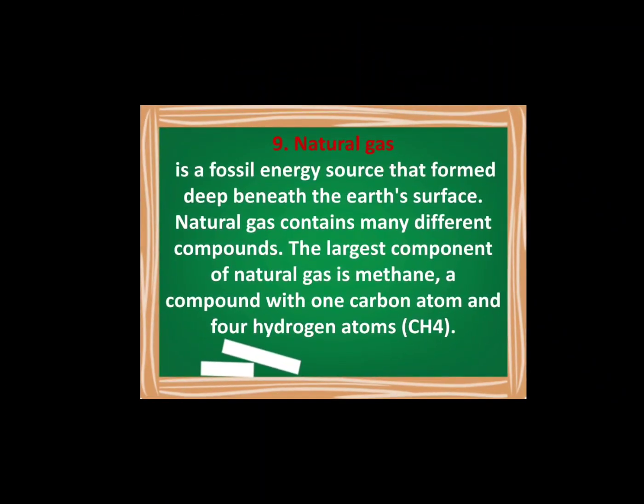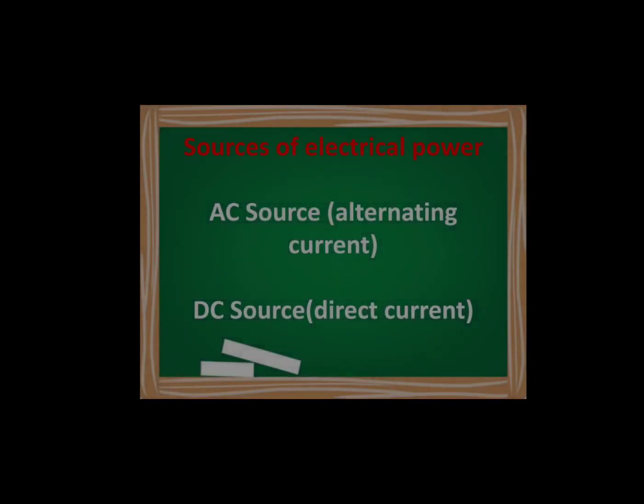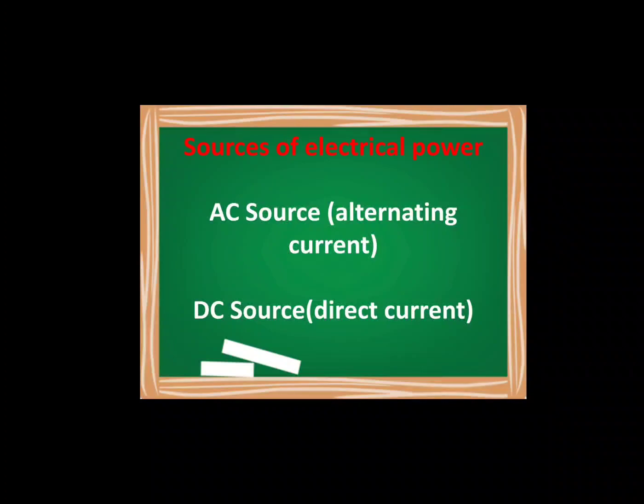The last source of electricity that we have is natural gas. Natural gas is a fossil energy source that formed deep beneath the earth's surface. Natural gas contains many different compounds. The largest component of natural gas is methane, a compound with one carbon atom and 4 hydrogen atoms, or CH4. So we have here the sources of electrical power.